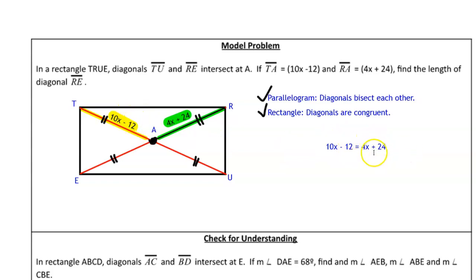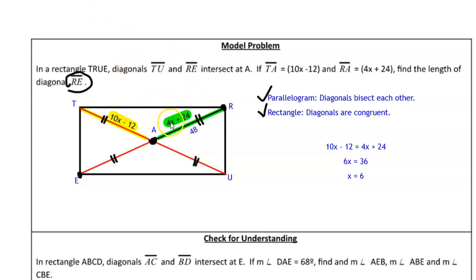Now I'm just going to solve this equation. It doesn't take a person in geometry to solve an algebraic equation, so I'm just going to fast forward to the end here. So now we see that x is equal to 6. The question is asking us to find the length of diagonal RE, so we know that diagonal RE is from here all the way down to here, and we now know the value of x, so we can start substituting it in to the different pieces of this rectangle.